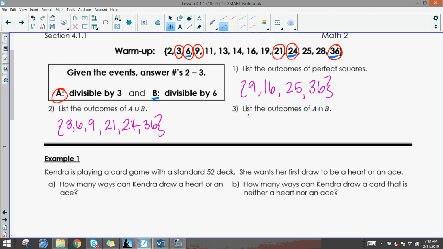For number 3, this says list the outcomes of A and B. So now, because of the and, I need them both to be happening. So this is both, because it's and. This is everything, because it's or. If I want them both to be happening, that means A and B, I need a red circle and a blue underline. So the numbers that are happening both are 6, 24, and 36. So notice we got slightly smaller when it comes to the and. The or should typically have more, depending, but most of the time it has more elements than the and.